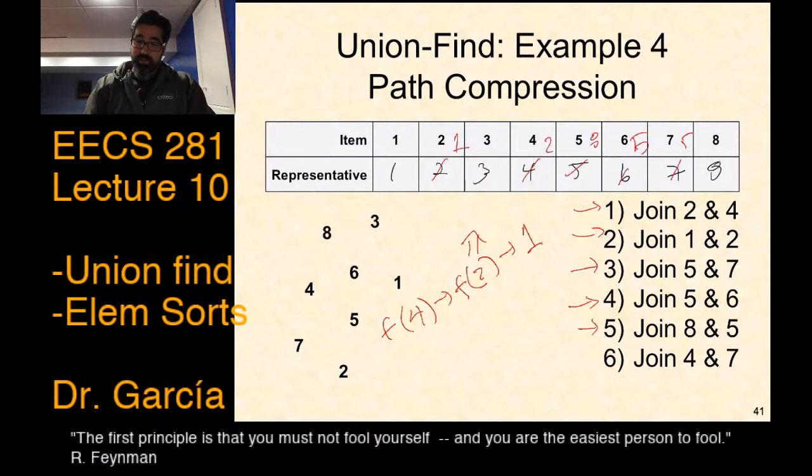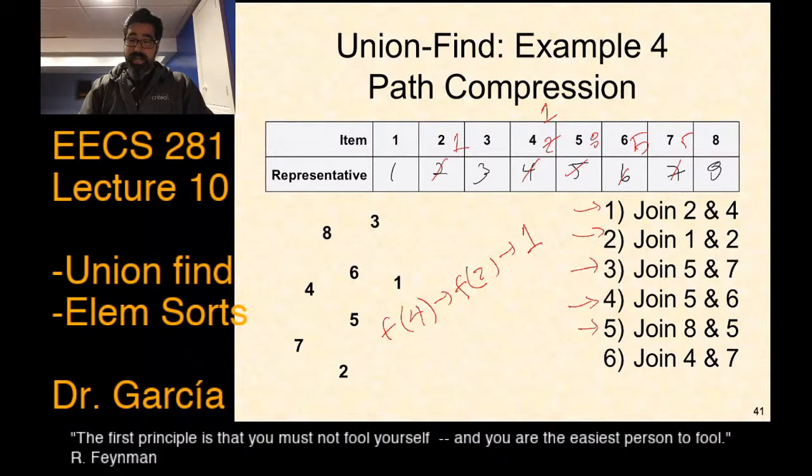Oops, I drew it in the wrong place. I'm going to update immediately the representative of 4 to be 1, right? So immediately right there, as I did that first find, I made it 1. And what that's going to do is that next time I do find on 4, I won't have to go through 2 to find the actual representative. It would have already been updated, right, by the find operation.